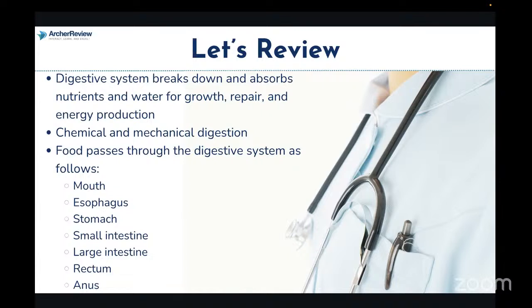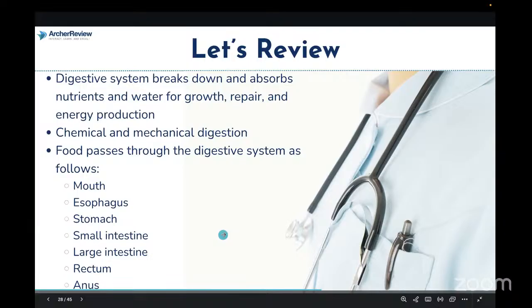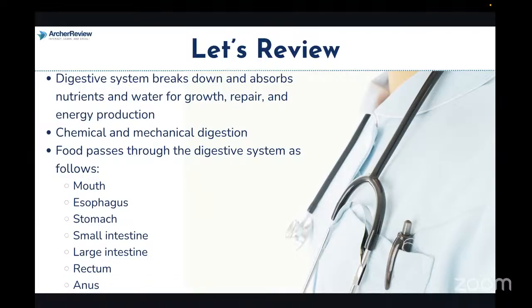And the food passes through the digestive system as follows: the mouth, then the esophagus, down into the stomach, next up the small intestine, then into the large intestine. It's stored in the rectum until you are ready to relieve it from your body, and it will pass through the anus when it exits.